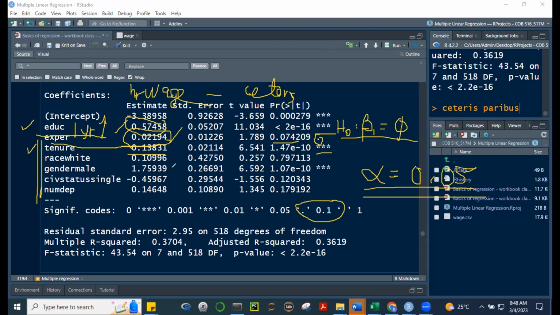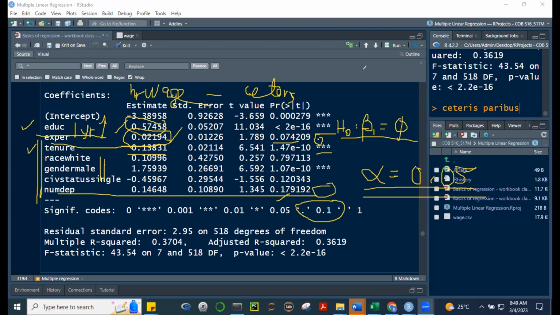All right. So number of dependents is not significant. The p-value is very high, 0.17. In fact, I mentioned a while ago that number of dependents and your hourly wage are not correlated. And it showed here that number of dependents is not a significant predictor of hourly wage. Now let's focus on these variables.